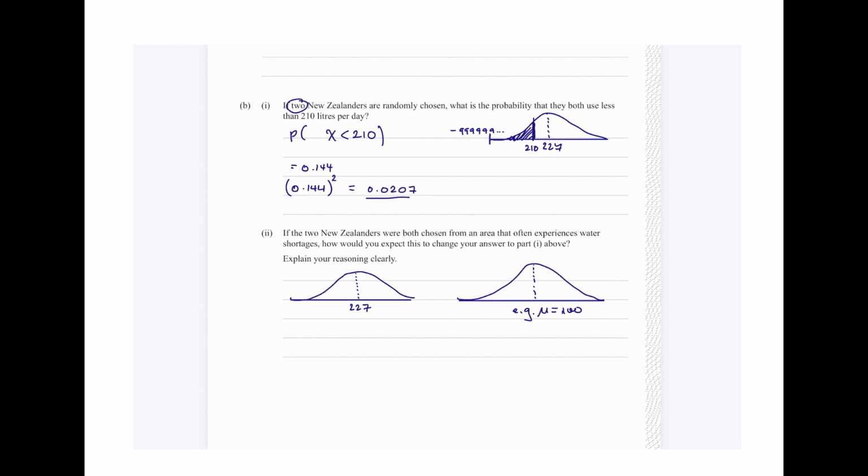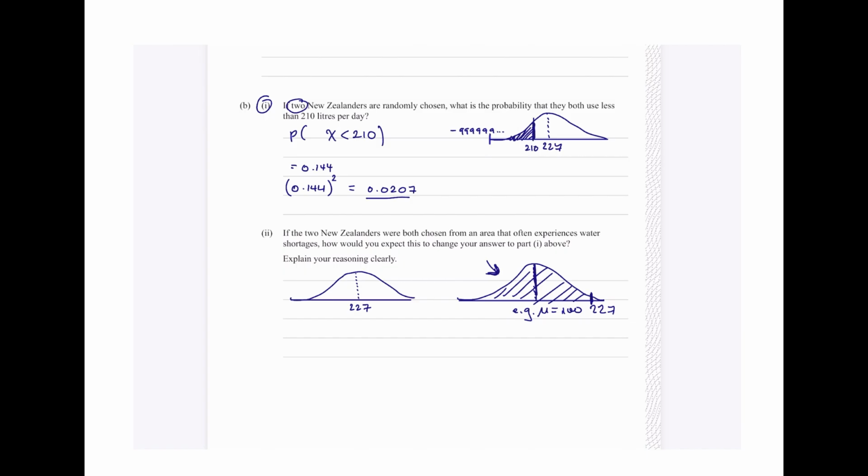So what I'm trying to get at is, if we choose 2 New Zealanders from, say, Auckland, which was having a water shortage, then in part I, the probability of it being less than 210 was 0.0207. But if we pick from somewhere where the mean is much lower, then 227 is going to be all the way up here on our normal distribution. If this is 227 here, we'd be considering all the probability down here. Obviously, that probability is going to be much greater than this probability here.